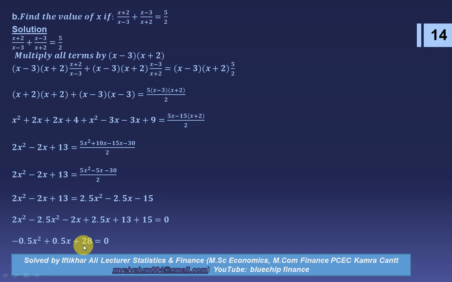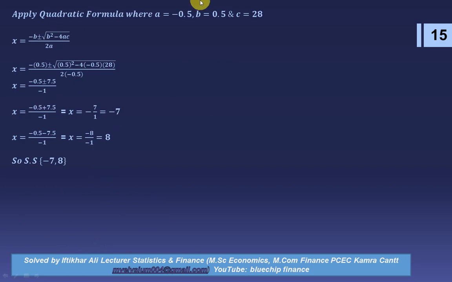Now here you can apply the quadratic formula. So A will become minus 0.5, B will become 0.5 and C will be 28. After putting these values into the quadratic formula, one value of x will be minus 7 and the second will be 8.